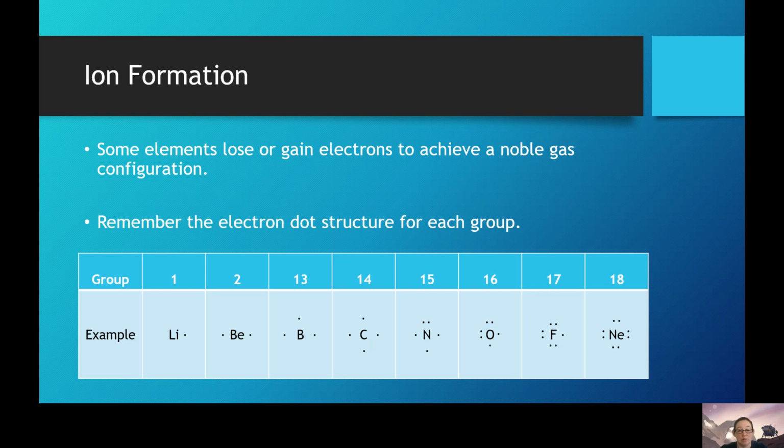Now these elements that gain or lose electrons, we call those ions, specifically cations if they lose electrons, or anions if they gain electrons. Because remember, electrons are negative. So if you're losing electrons, you get a positive charge. If you're gaining electrons, you get a negative charge.